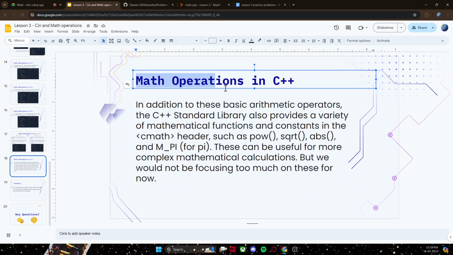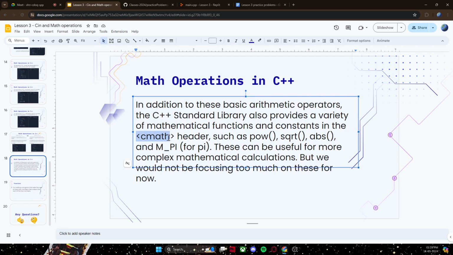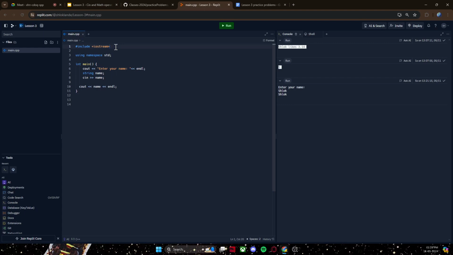Alright. In addition to these basic operations, we also have the standard library that provides a variety of mathematical functions, such as constants in the cmath header. So this is how you say include iostream by default. You could also say hash include and then cmath. Oh, okay, that did not work.